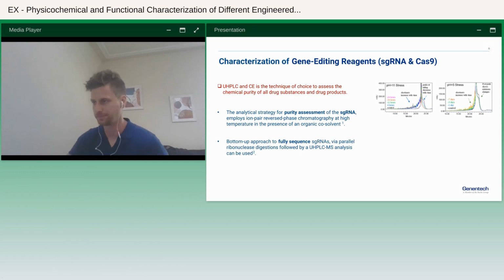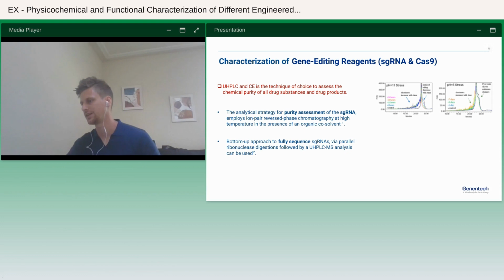acidic conditions. Then we have also another approach, where we need to do the sequencing of the single guide RNA. Usually people can use Sanger sequencing or NGS, but here we also use HPLC via parallel ribonucleotide digestions.